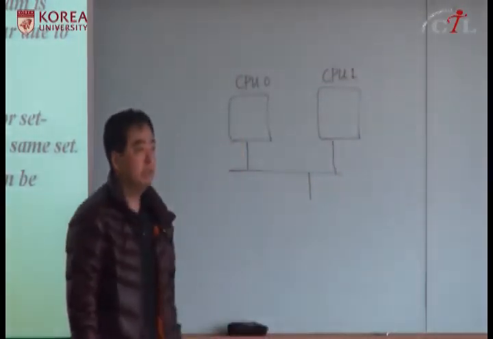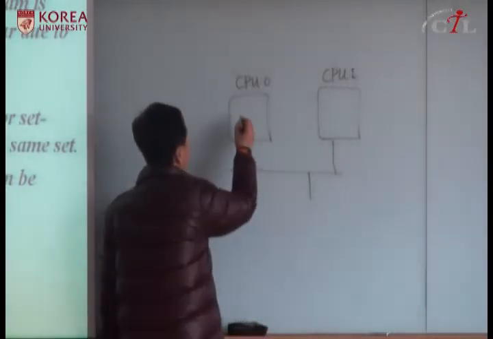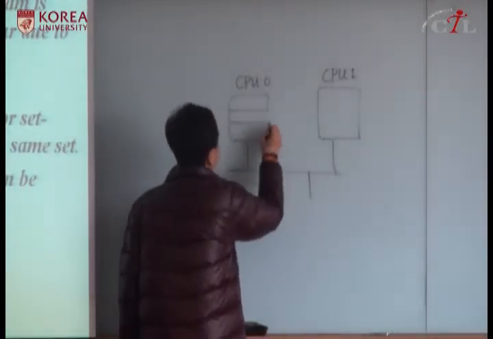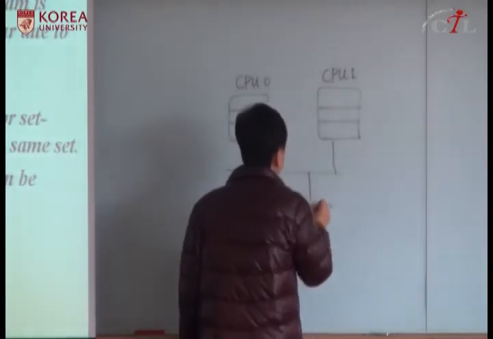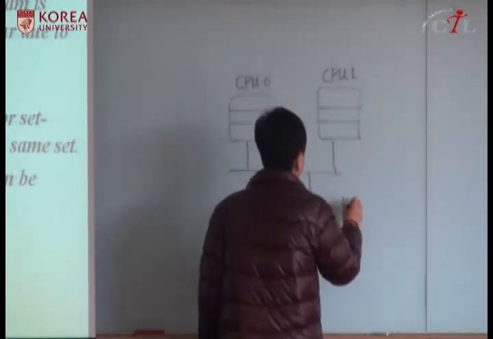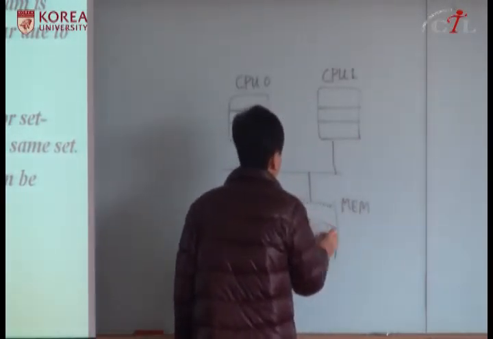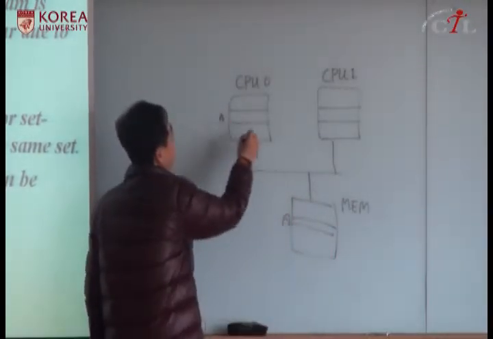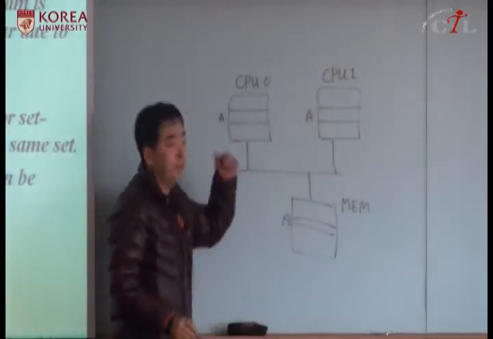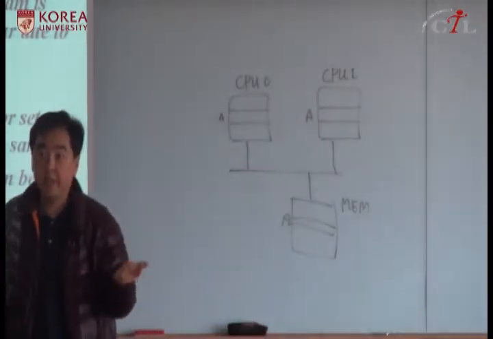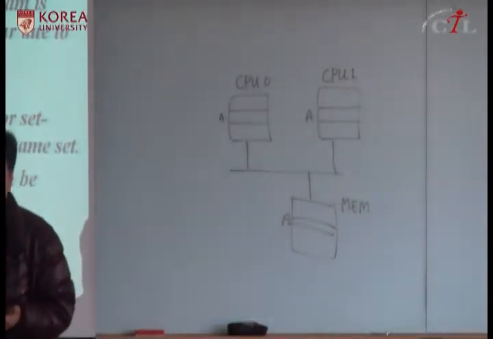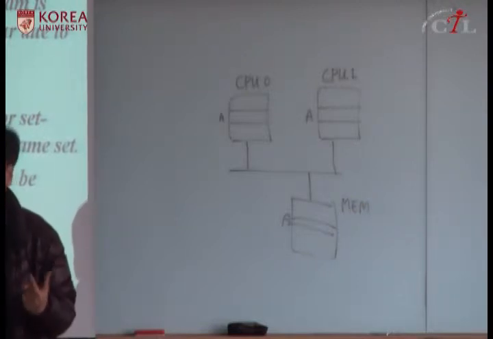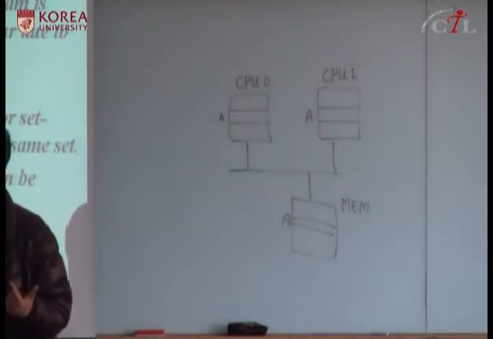So usually nowadays they have on-chip caches. So you have on-chip cache here and on-chip cache here, and you have memory. So for memory location A, you bring in here and you bring in here. So there are 3 copies of variable A in this system. And you can view them as a dual core machine, right?